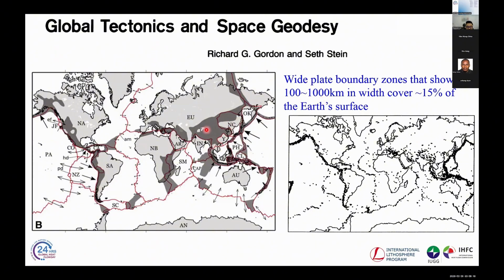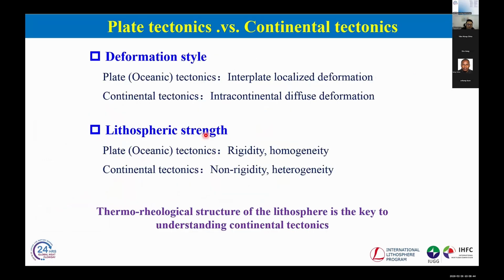For example, the Tianshan orogenic belt is far from the collision zone, about nearly 2,000 kilometers. In addition, this kind of wide plate boundary zone also covers nearly 15% of the Earth's surface, which makes me think seriously about how the continent deforms. So I will give a summary of plate tectonics and continental tectonics.